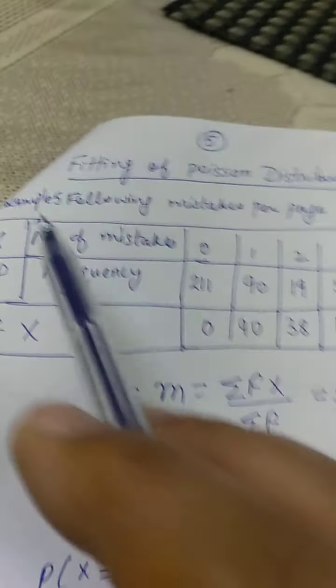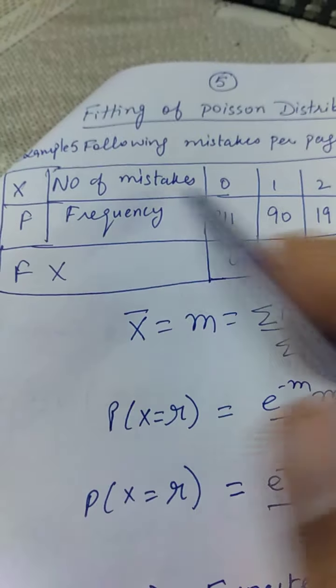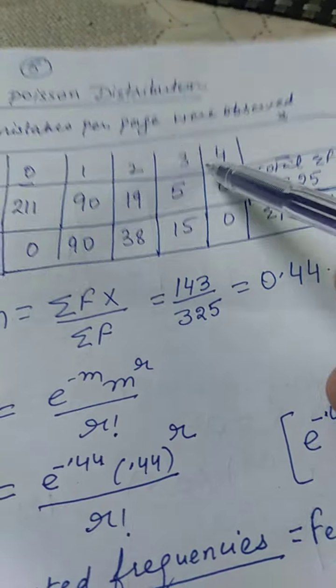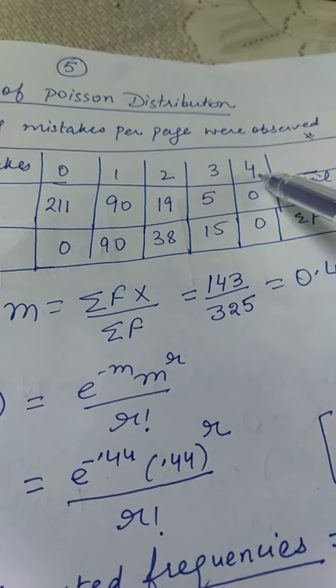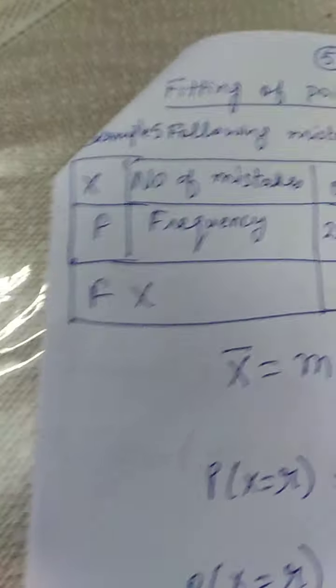ठीक है? So let us see the numerical. Following mistakes per page were given, and the number of mistakes, that is called x, they are 0, 1, 2, 3, 4. So the maximum 4 mistakes they are held. So n is equal to 4. Next, small n is equal to 4.